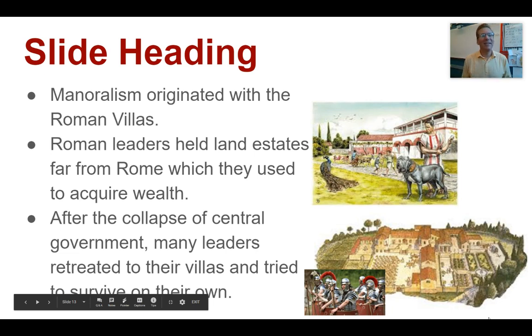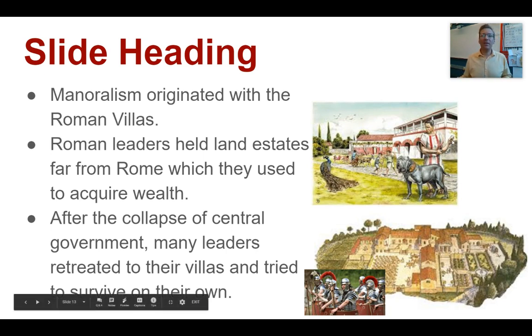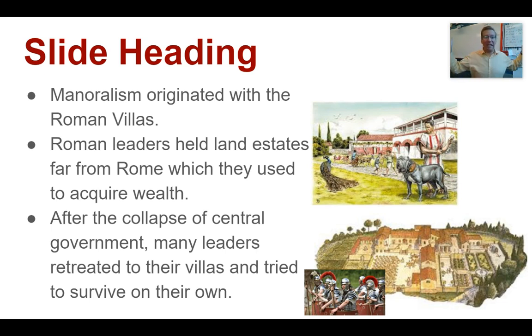Origins of manors. So manors, manorialism, originated with Roman villas, okay? Wealthy Romans and their farms out in the country. These Roman leaders held these land estates far from Rome, which they used to acquire wealth. Now, after the central government of Rome collapsed and there was no Rome anymore, many leaders would retreat to their villas and try to survive in that villa on their own.